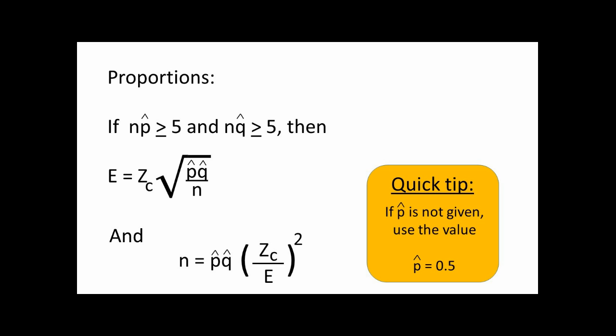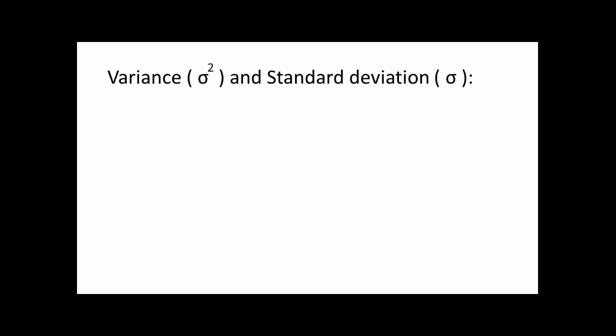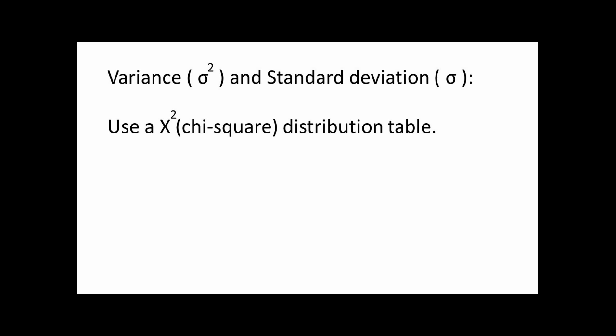Some students may be asked to construct confidence intervals for variance, which is sigma squared, or for standard deviation, which is sigma. For these problems, we will use the chi-square distribution. You can find a chi-square distribution table in the back of your book and also online, including in the Learning Success Center's LibGuide site. For these problems, we will, again, be using n-1 degrees of freedom.